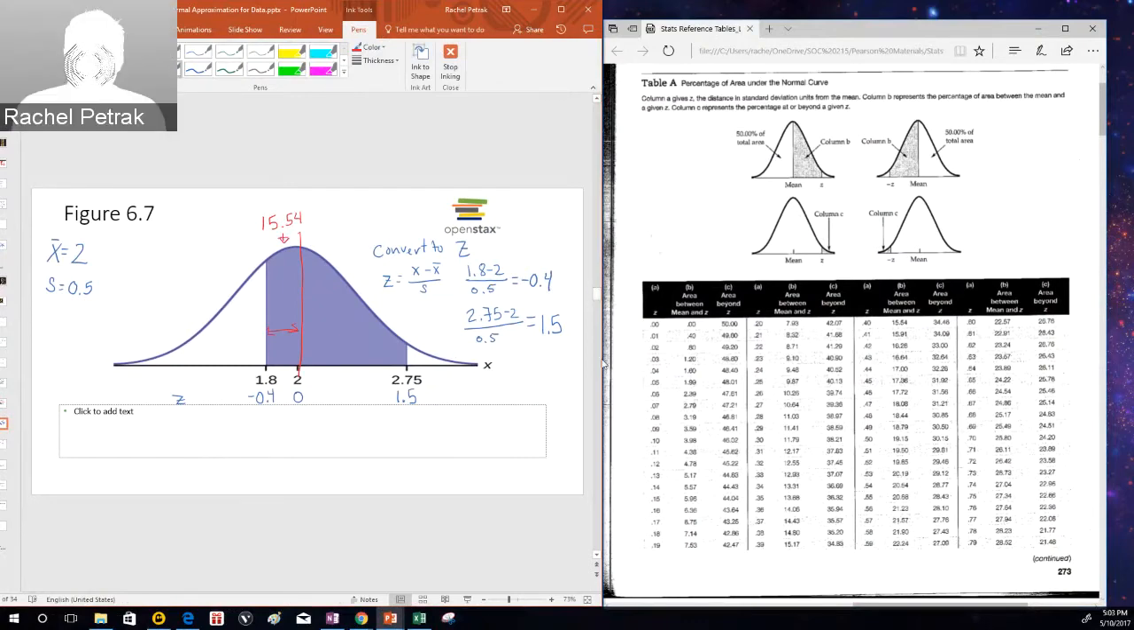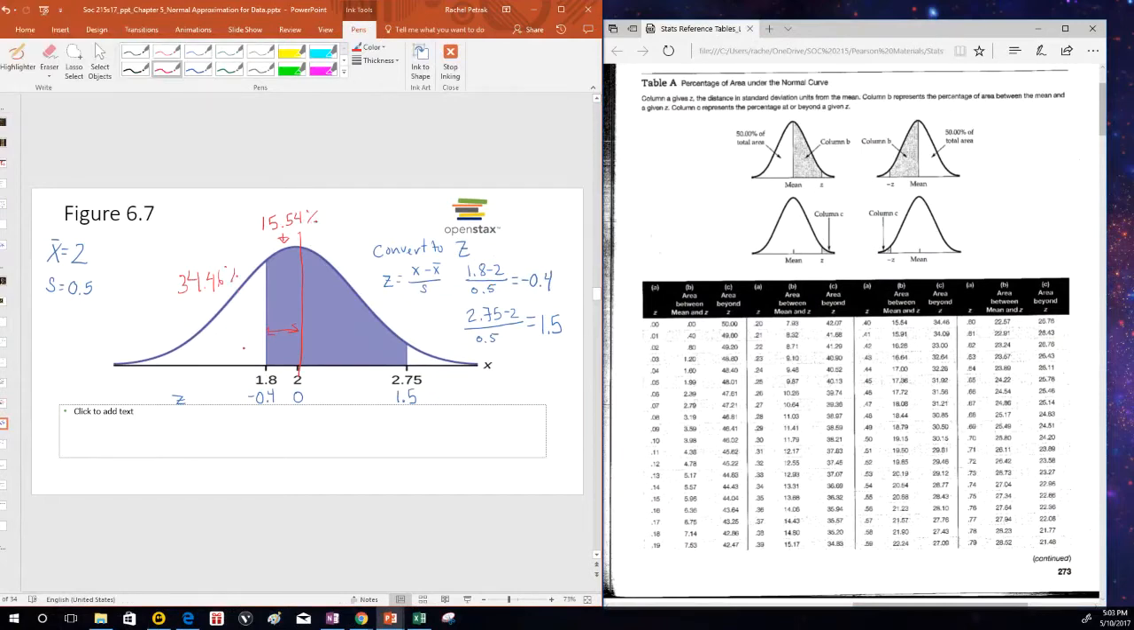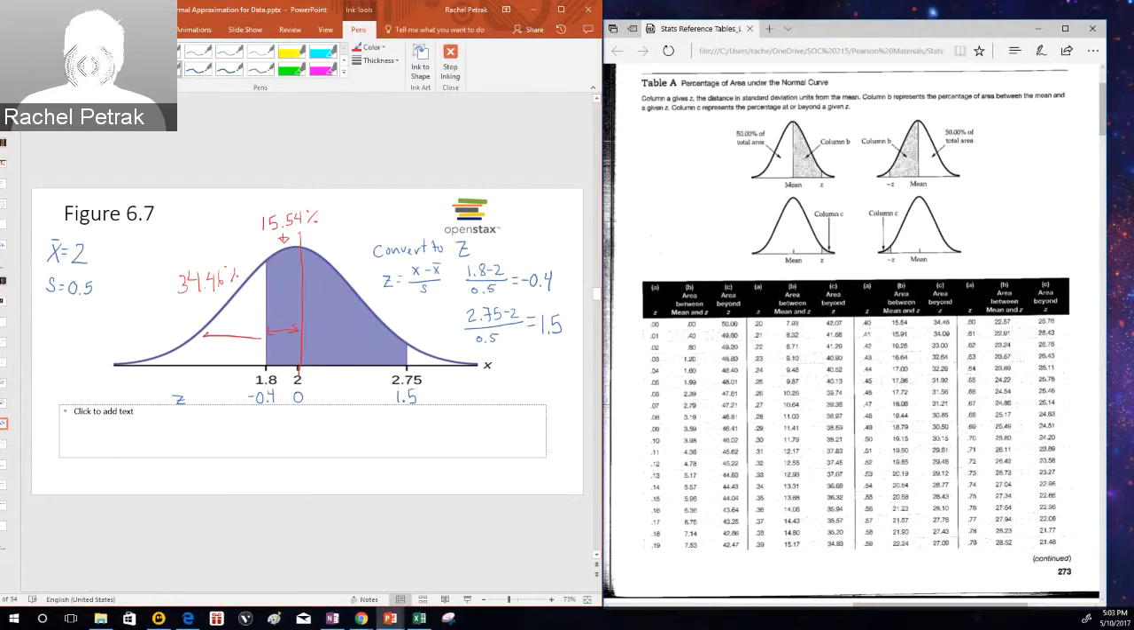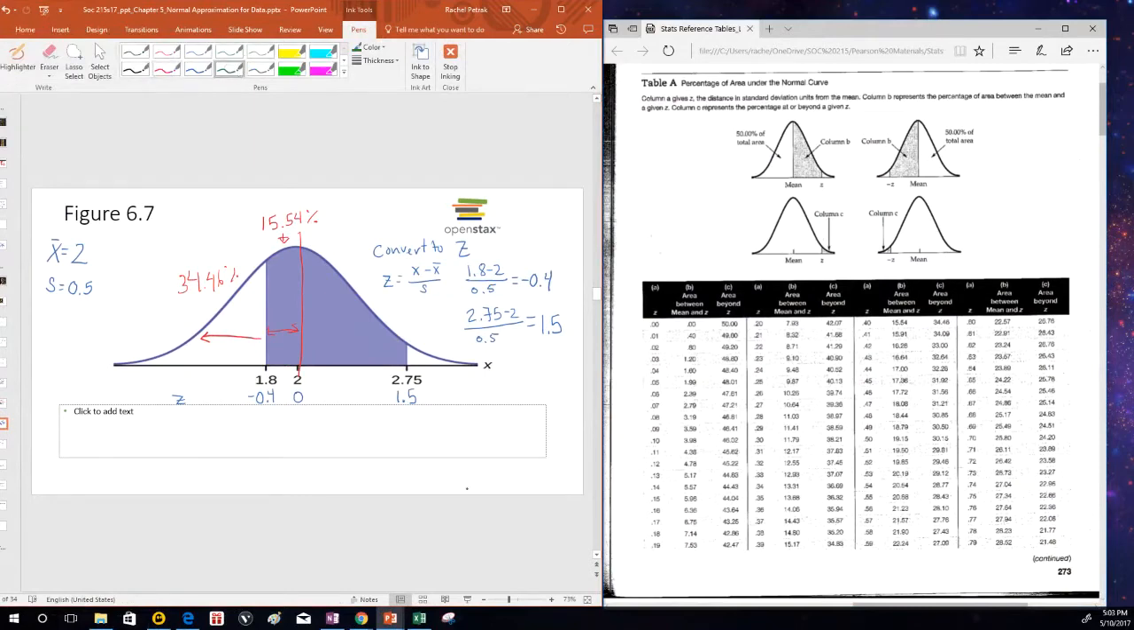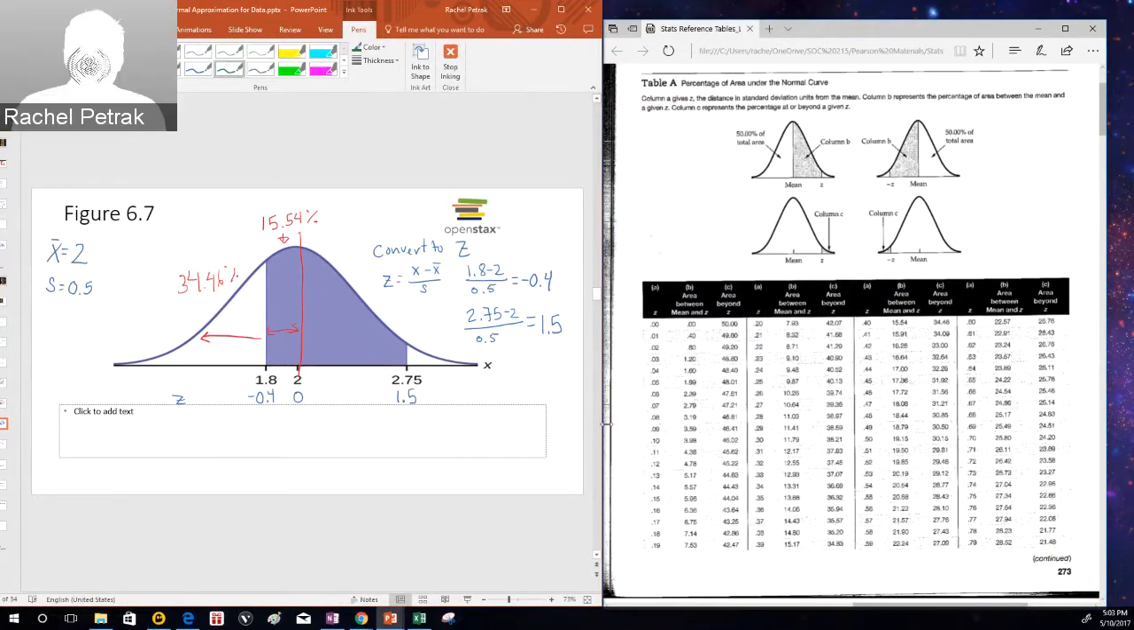And I know also from this table that the area beyond z, or this area down here, is 34.46%. So that's the area from here down to the end of the distribution. But we need some more information than that in order to solve this problem. So let's keep moving on.